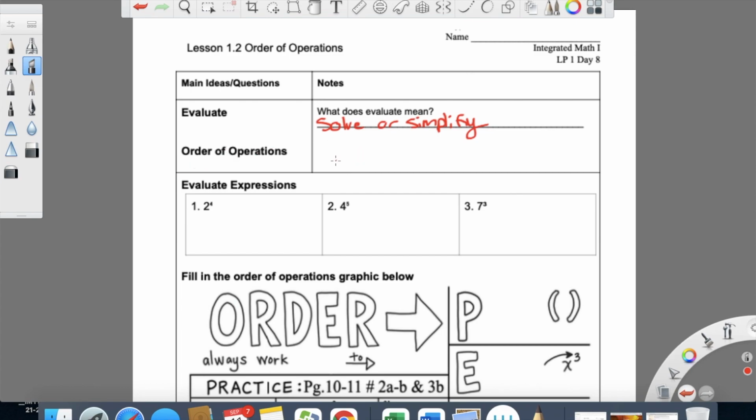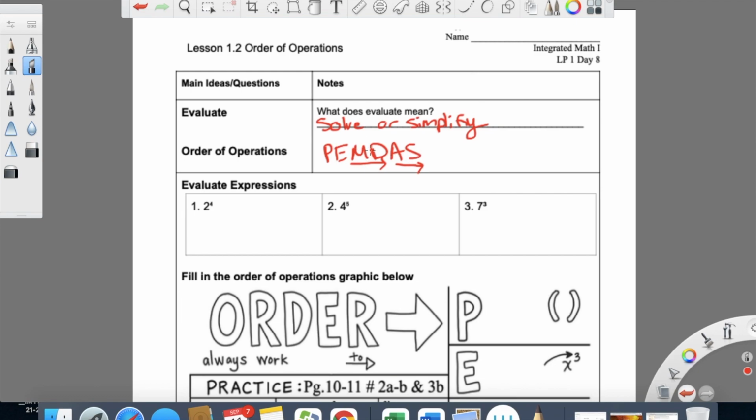So order of operations, which we'll go over down here, is PEMDAS. This is our easy way to remember it. It's just meant to help you remember the order. So parentheses, then exponents, multiply and divide from left to right, add and subtract from left to right. So you kind of do these together.